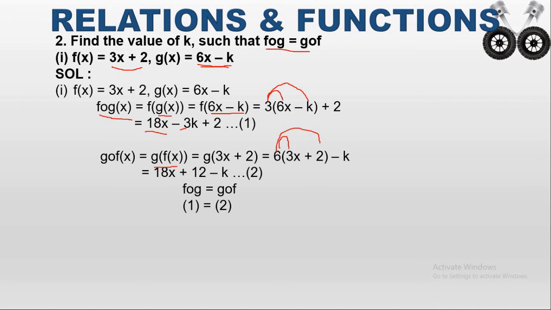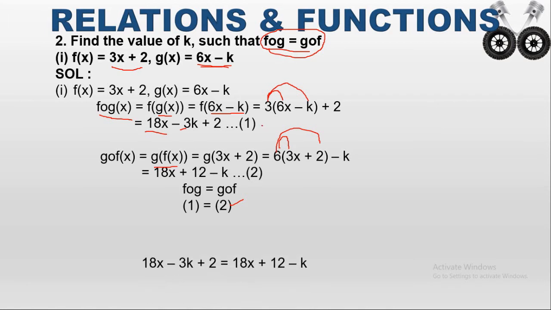Now you use the condition given in the problem. What is the condition given? It is f composition g equal to g composition f. What is f composition g? That is equation 1. What is g composition f? That is equation 2. So now equate equation 1 and 2.